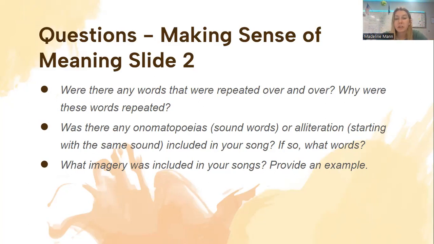What imagery was included in your songs? When I say imagery, again, I'm appealing to those five senses. So was there some spot in your song that made you feel, see something, smell something? Was there something appealing to your five senses somewhere in your song? Provide an example of that lyric that includes imagery.